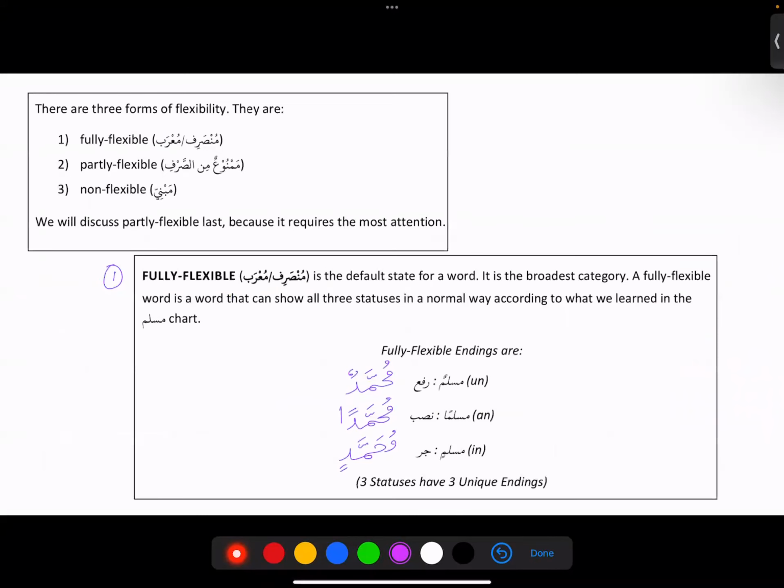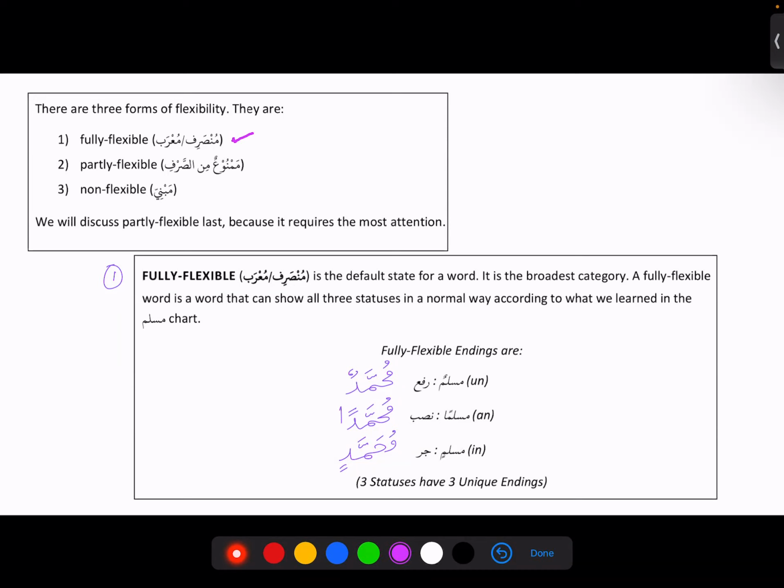Now, there are three forms of flexibility, as we said: fully flexible, partly flexible, and non-flexible. We need to memorize these terms as well. Munsarif means, you know, the sarf, the conjugation. So munsarif is like when we do conjugation of something, we can change them, right? So they are munsarif, meaning we can change them whatever way we want.